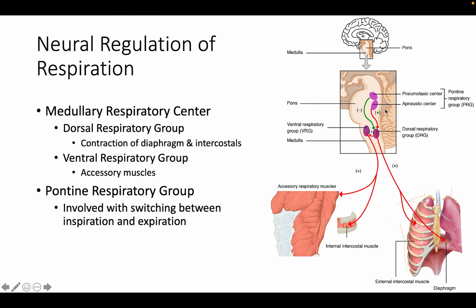So we're just going to refer to these two centers as the pontine respiratory group in general. Don't worry about memorizing these two. Just know that one is going to activate the DRG and one is going to inhibit or diminish the effect of the DRG.